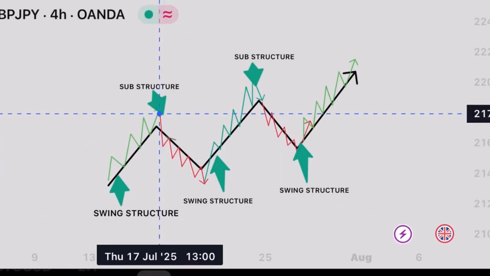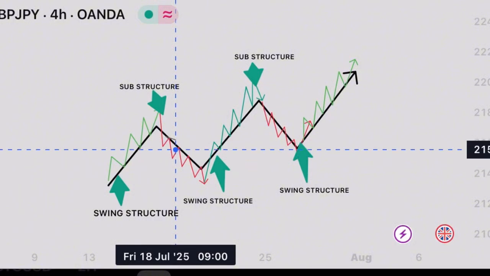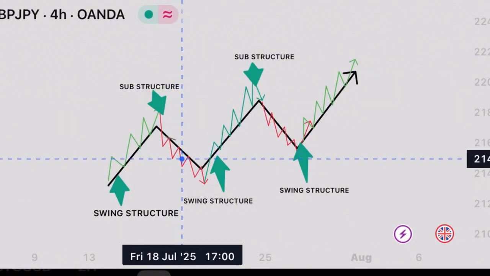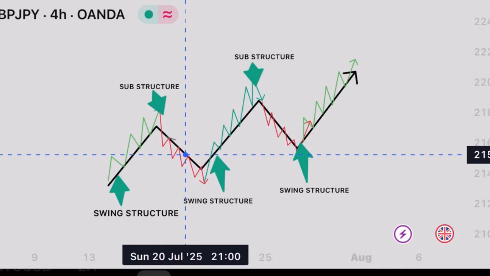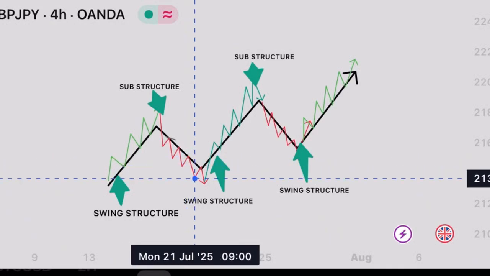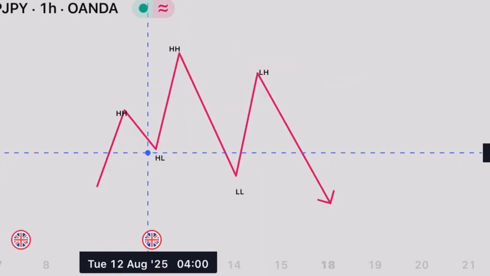Before you will be able to understand this substructure concept, you have to first of all understand the reversal concept and how reversal happens. So before we get back to this, let me first of all teach you reversal concepts. Identifying a reversal in the market is quite simple.